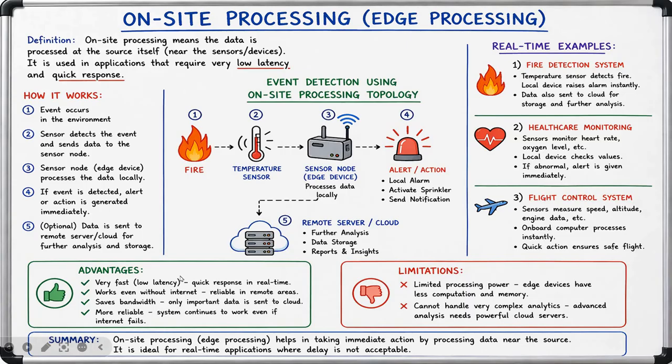So, on-site processing means processing the data directly at the source using local devices, and it is mainly used in real-time applications where quick decisions are required. The system can also send the processed data to the cloud for storage or deeper analysis, but the main decision happens locally. So, this is about on-site processing, or edge processing.